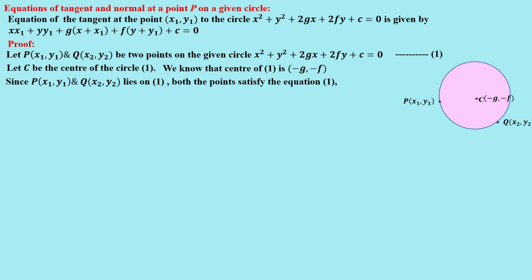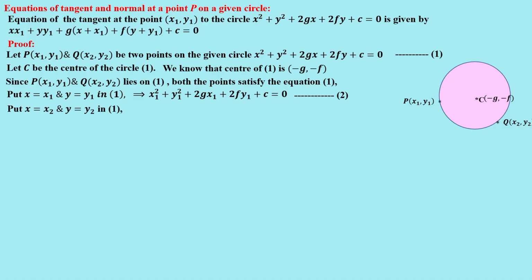So put x = x1 and y = y1. Similarly, put x = x2 and y = y2 in equation number 1. First, putting x = x1 and y = y1 in 1, we get x1² + y1² + 2gx1 + 2fy1 + c = 0. That is equation number 2. Next, put x = x2 and y = y2 in 1. So we get x2² + y2² + 2gx2 + 2fy2 + c = 0. That is equation number 3.